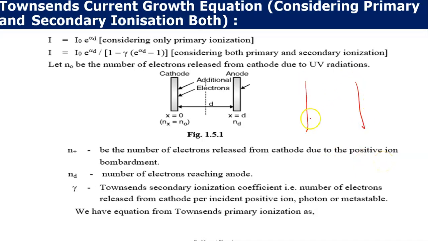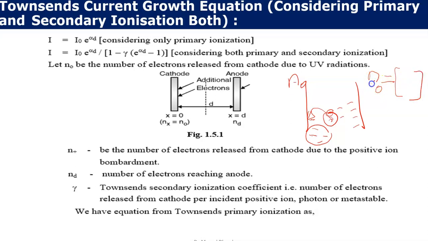But when we consider secondary ionization, suppose one electron is moving here in the gap. When one free electron is moving, it will collide with the gas molecule and a number of electrons will be liberated. So this part will also be considered, and then the remaining positive ions will attack the cathode surface and secondary electrons will also be liberated. So the only change we have to make is that the initial electrons N0 will change.